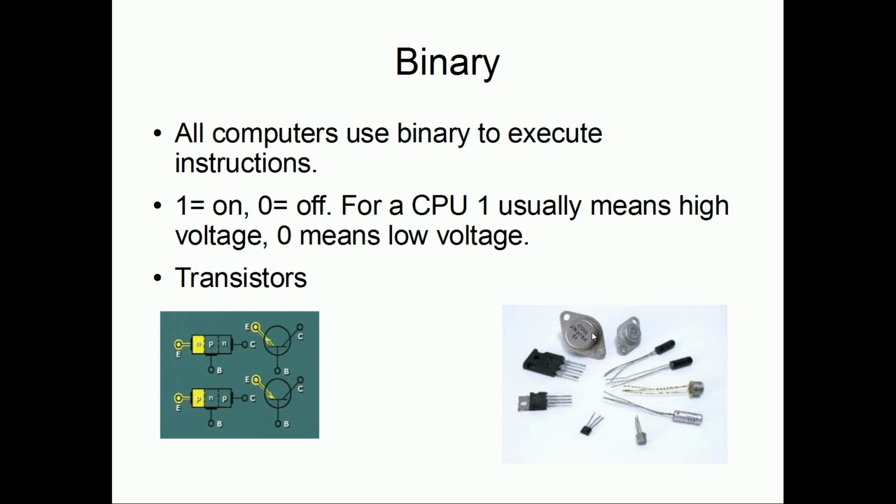So I talked about binary. I mentioned it in the earlier slides. All computers use binary to execute instructions. A 1 is on or true, a 0 is off or false. Now, computer processors don't truly turn things off. They usually have 1 mean high voltage and 0 mean a lower voltage. The only time that it's truly off is when you unplug it.